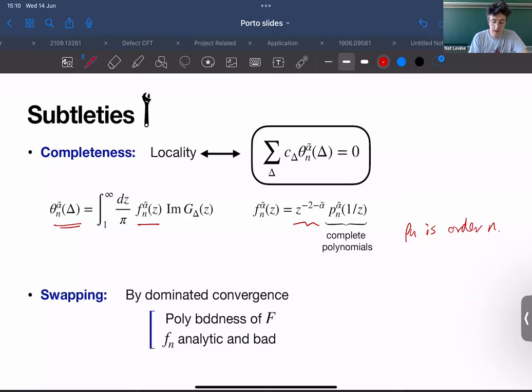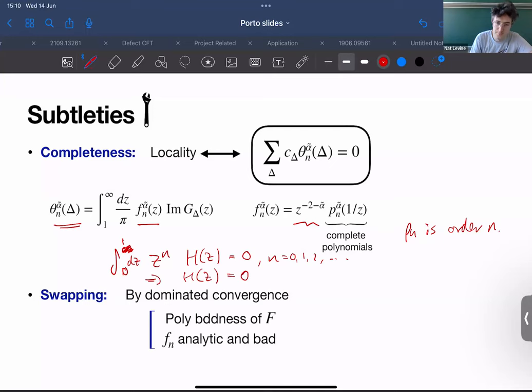Essentially, that follows from the fact that if some function h on 0, 1 is orthogonal to all polynomials, n equals 0, 1, 2, and so on, that implies the function is 0. That's true for h being a function or even a distribution, just a fact. So that allows you to say that these functional sum rules fully characterize locality. It's not just that they're necessary conditions for locality, but they're also sufficient.